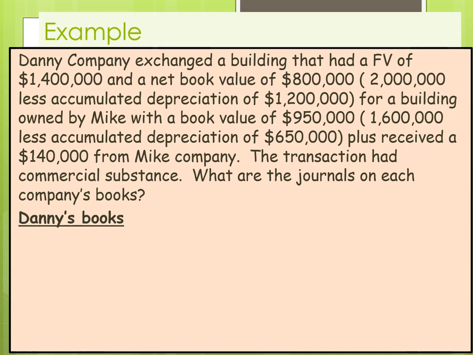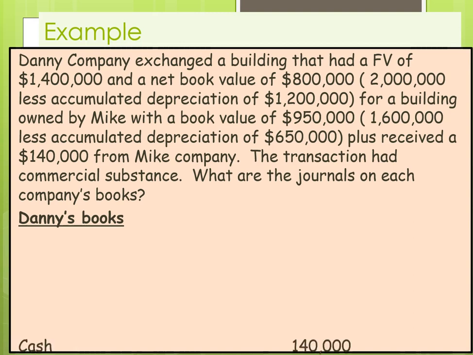So here is our example. Danny exchanged a building that had a fair value of $1.4 million and a net book value of $800,000, for a building owned by Mike with a book value of $950. Plus, they received $140,000 from Mike. Now, what we're going to do is do these transactions on both people's books.